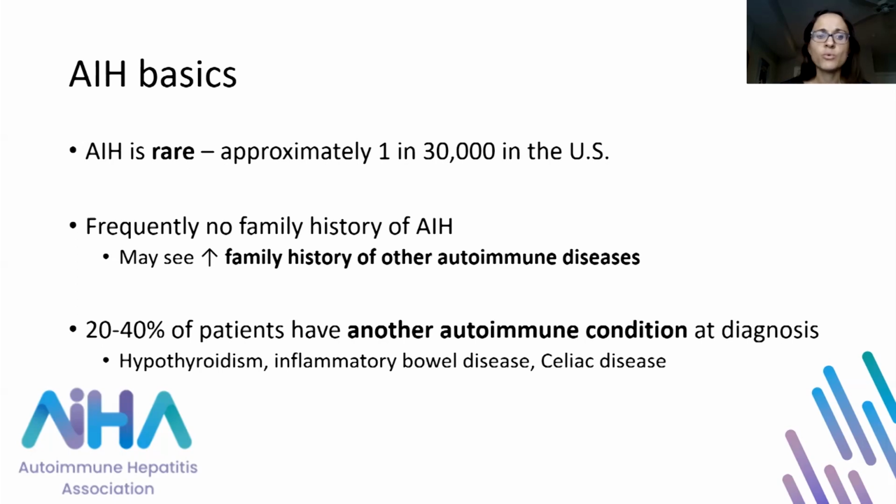In addition, about 20 to 40% of patients have another autoimmune condition when they're diagnosed. That can also include things like hypothyroidism or thyroid disorder, inflammatory bowel disease, celiac disease, among others.